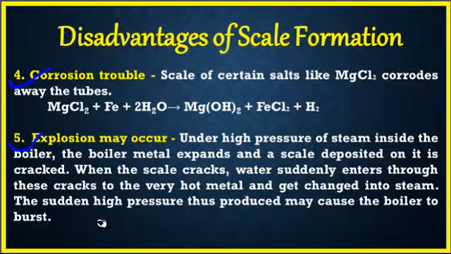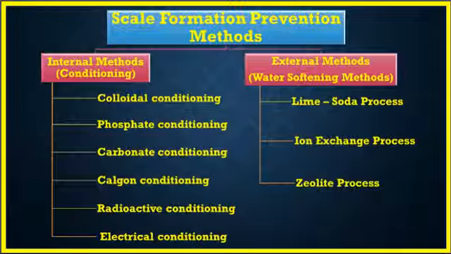Fifth one is that explosion may occur. Under high pressure of steam inside the boiler, the metal expands and the scale deposited on it is cracked. When this scale cracks, water suddenly enters through these small cracks to the very hot metal and gets changed into steam. This sudden high pressure near the boiler metal itself may cause the boiler to burst. So in this way explosion may occur due to the scale formation.